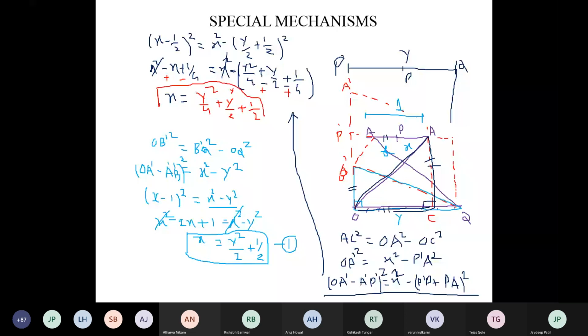समझ में आया यहाँ तक? Or understand all of? Okay. I have to equate these two equations. What you will get here? Equation 1 and 2. You have to equate this equation with 1. Equation number 1.